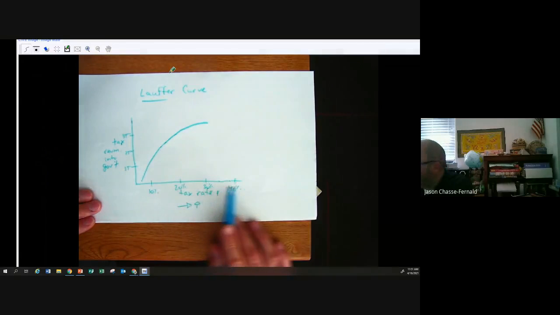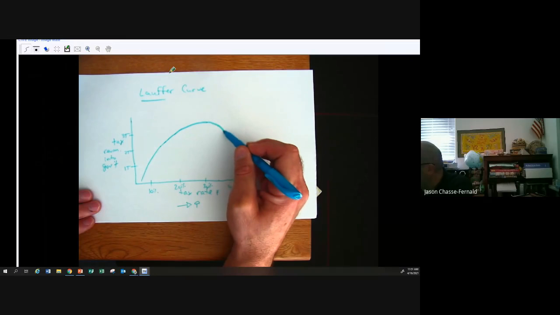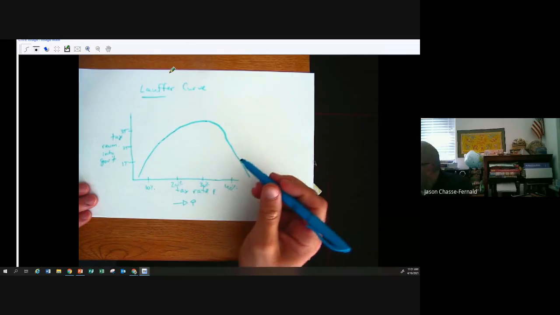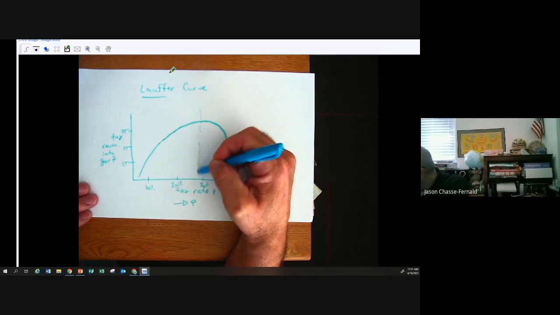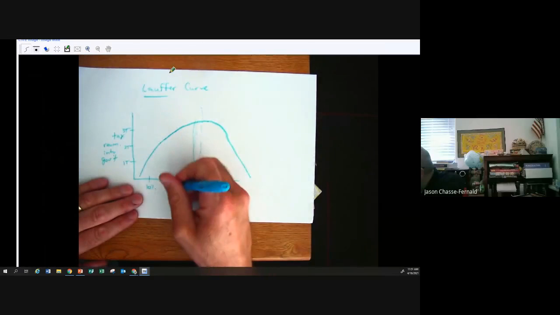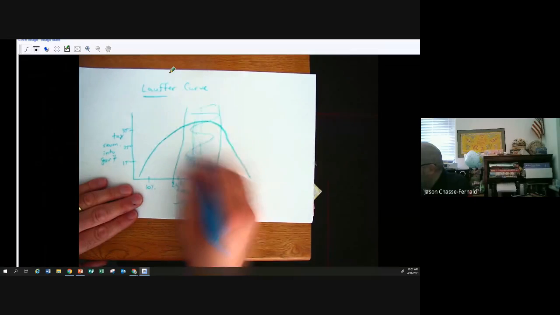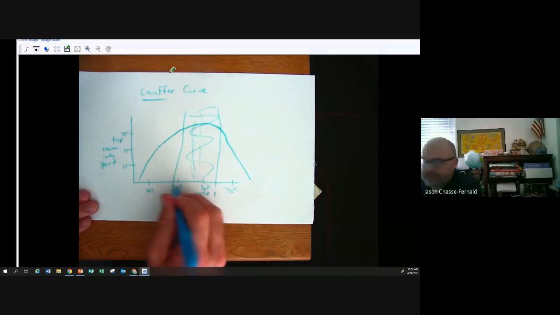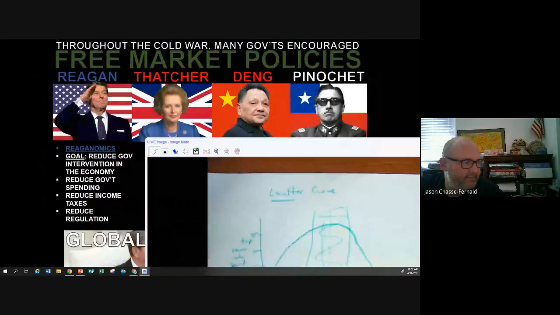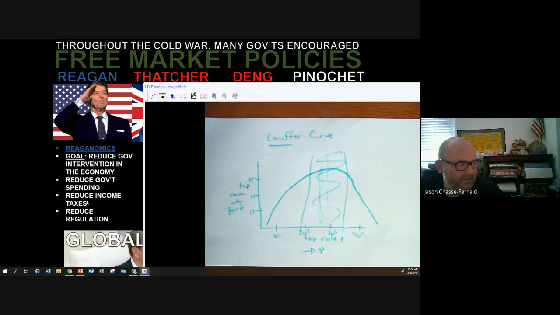And then as the tax rate continues to go up, at some point you are going to see a decline in tax revenues coming into the government. At some point there is a sweet spot. Where's that sweet spot? Somewhere in this general neighborhood. And please remember, these numbers are completely arbitrary. They mean absolutely nothing. This is what the Laffer curve says, and a lot of Reaganomics is based on that concept. If you can reduce income taxes, that will help increase the amount of revenue coming into the federal government.